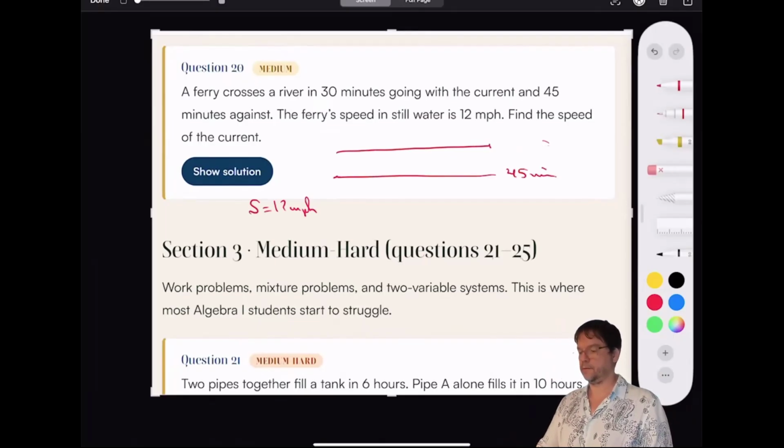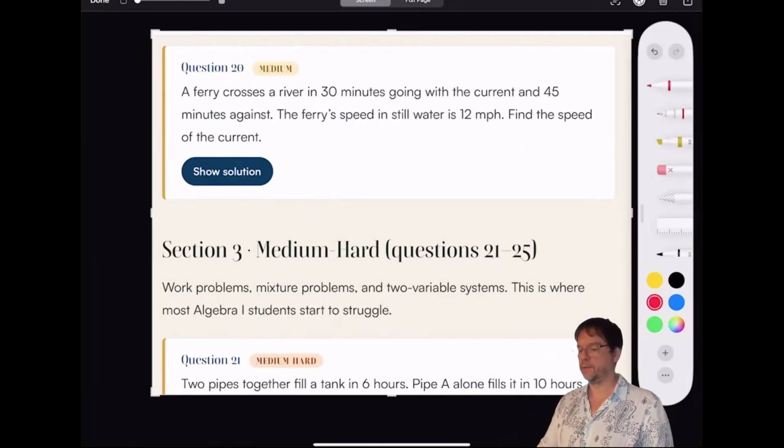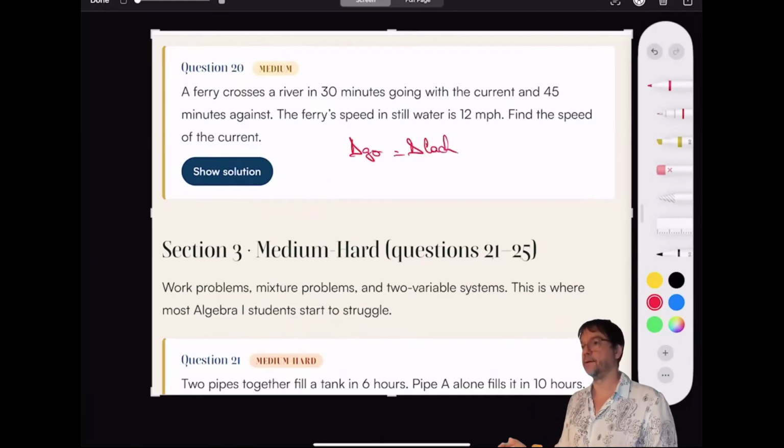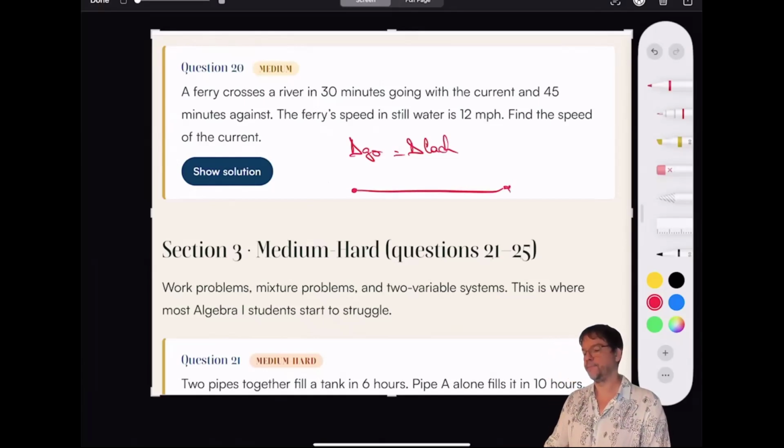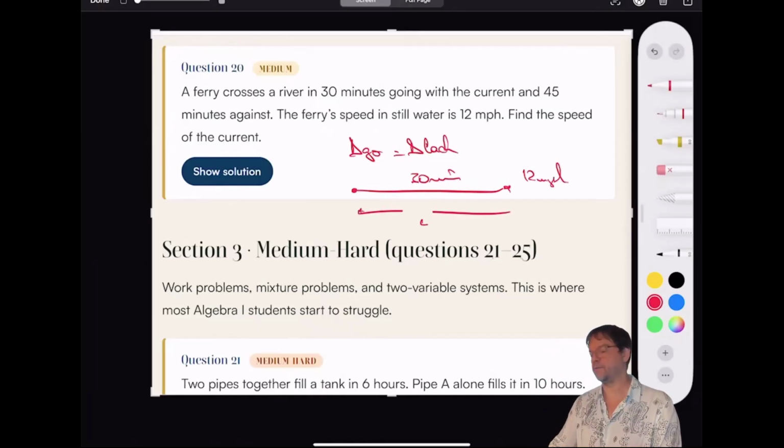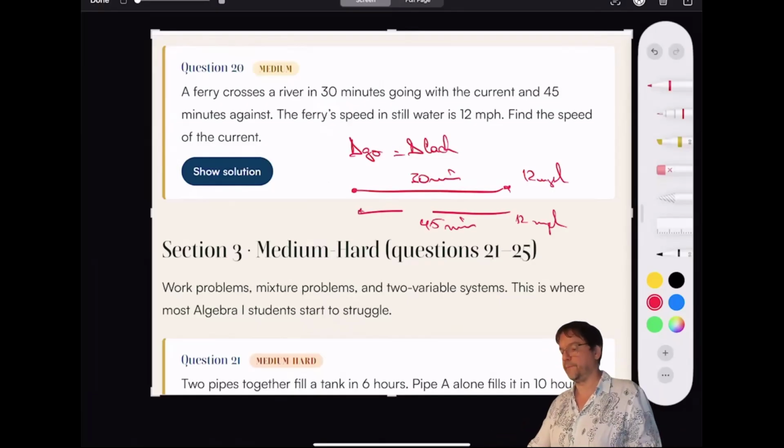Okay. What do we know? The distance to go is equal to the distance to come back. He goes from point A to point B in 30 minutes at the same speed that's 12 miles per hour. When he comes back, it's 45 minutes at 12 miles per hour. The distance is the same.